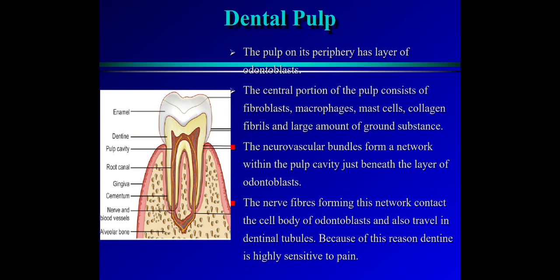So we have seen all the structures present there: the enamel, the dentine, then the pulp cavity, cementum, and the periodontal membrane.